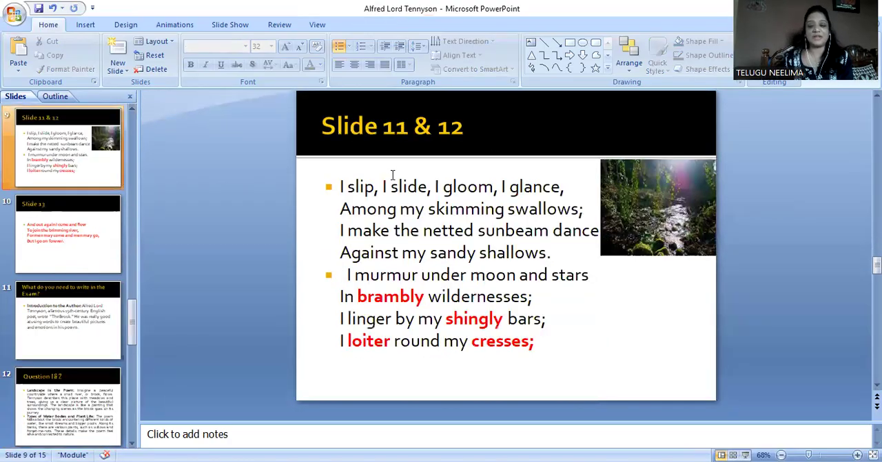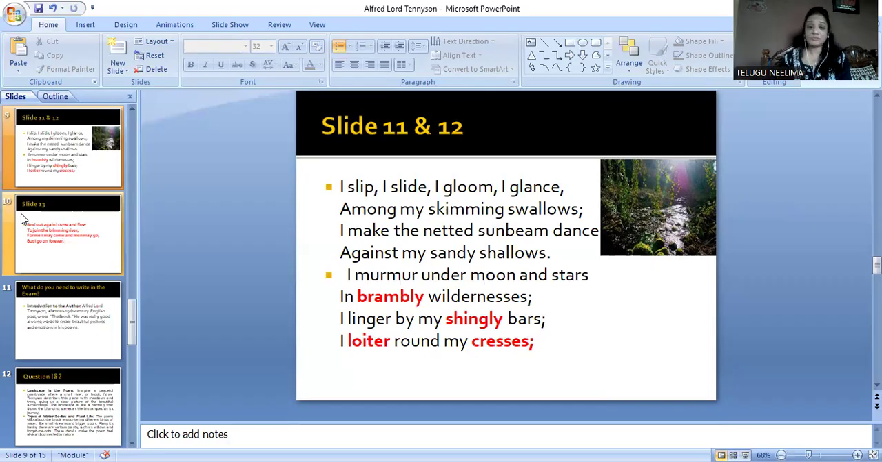Stanza 11 is a wonderful stanza. It's saying I slip, I slide, I gloom, I glance. So the style of the flowing of this water is sometimes different. Sometimes it slips, sometimes it slides, because when it moves on the mountains or the hills, it slides. It slips when it is flowing down. Sometimes it hides itself and suddenly it comes out. These are certain styles of the water flowing.